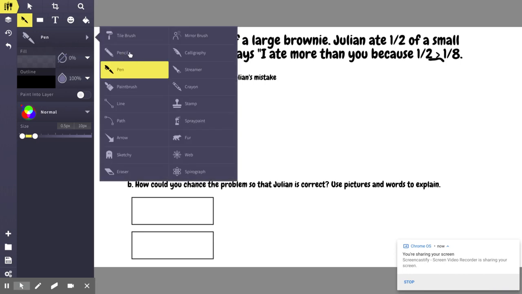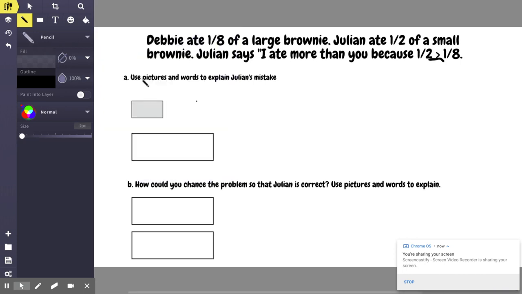And then it wants us to say here, use pictures and words to explain Julian's mistake. And then how could you change the problem so that Julian is correct? Use pictures and words to explain. So let's take a look at this here. It says Debbie ate 1/8 of a large brownie. And then Julian ate 1/2 of a small brownie. And then Julian says, I ate more than you because 1/2 is greater than 1/8.